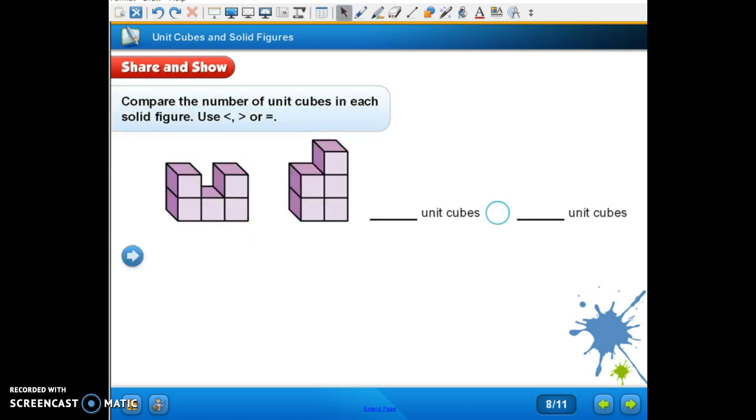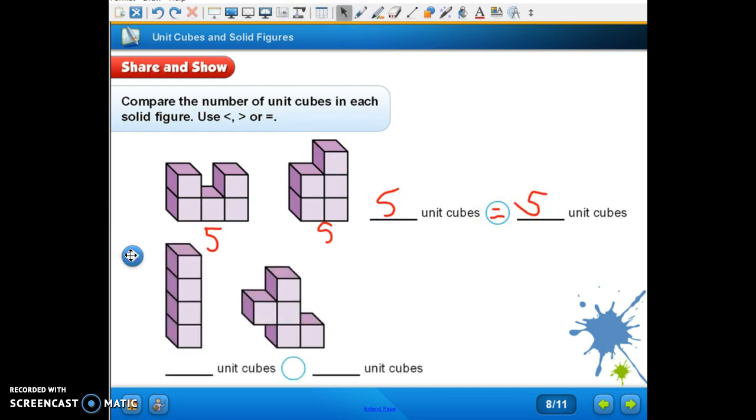Okay, this is at the bottom of page 465, number 9. It says compare the unit cubes in each solid figure. Use less than, greater than, or equal to. How many are in this solid figure? 5. How many in this one? 5. So 5 unit cubes is equal to 5 unit cubes.